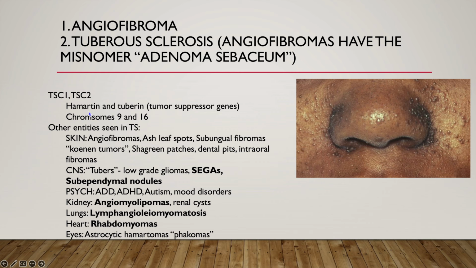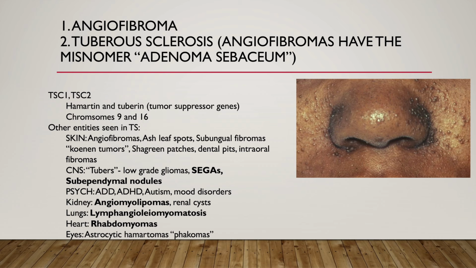So these are some of the findings. For CNS, you can get SEGAs and subependymal nodules. They're basically the same thing, but there's a size difference, whether it's greater than or less than 1 centimeter. Kidneys, you can get your angiomyolipomas. Lungs, you can get your lymphangioleiomyomatosis. And heart, you can have your rhabdomyomas, and you can get spider cells.